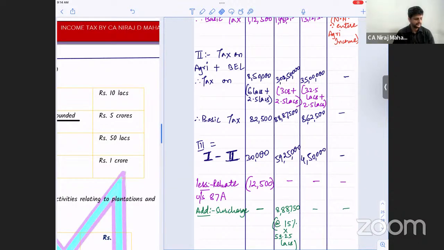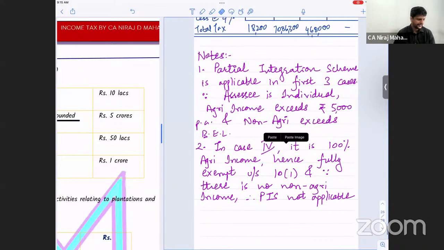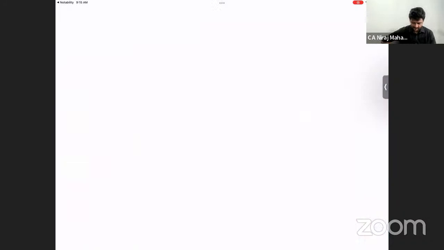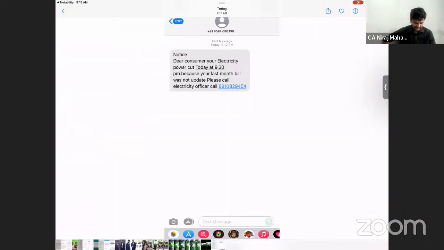We'll go ahead, everybody. All right. Anybody of you get such messages from some unknown number? This is the first time I'm getting some spam message. Notice, dear consumer, your electricity power POR. I'll send you a screenshot also. All first-time things happen. And yesterday it happened on WhatsApp also. I thought of answering him in my language, but let it be.